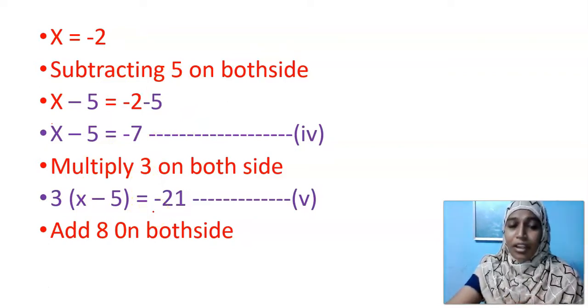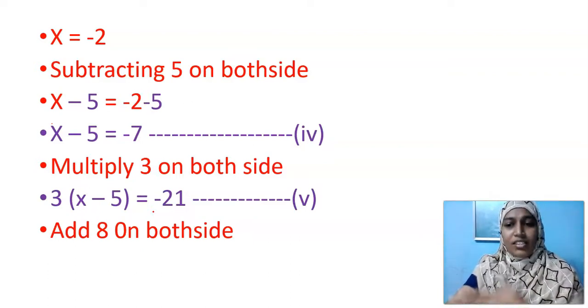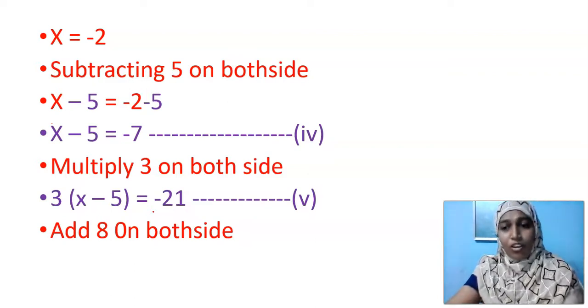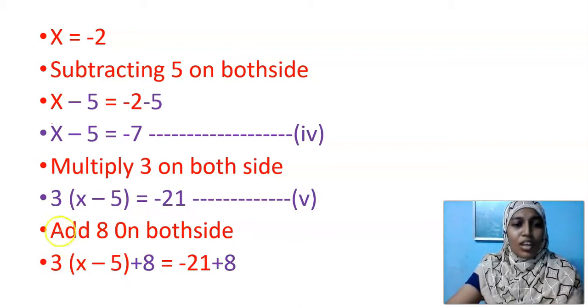And you can play by making n number of equations and asking your partner to solve the equation. Here your partner in the sense your brothers or sisters or even your parents if they are comfortable with you. Okay, so I will have 3 into x minus 5 plus 8 is equal to minus 21 plus 8. Is it clear, my dear children?